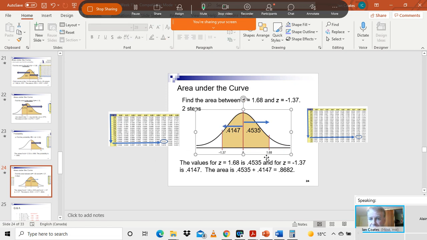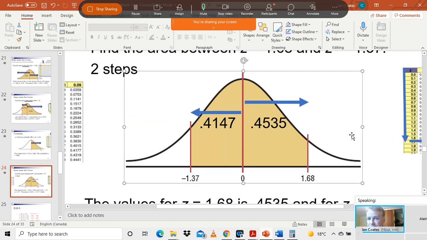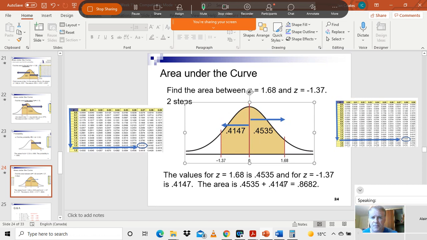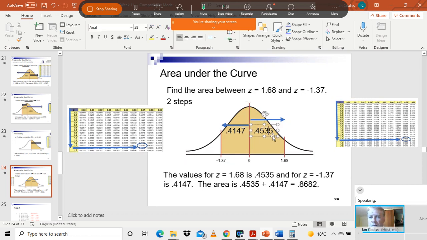So 41.47%. And then if we do the 1.68, 1.68 is 0.4535, I think, if my eyes are not deceiving me. So on this side there's a 45% chance, and on this side there's a 41% chance. Add them up. Next question. That's how we do these. And you see in this case, I gave you the Z's. So with these ones, you're just finding the probability using the tables.